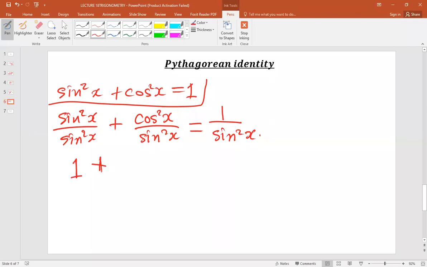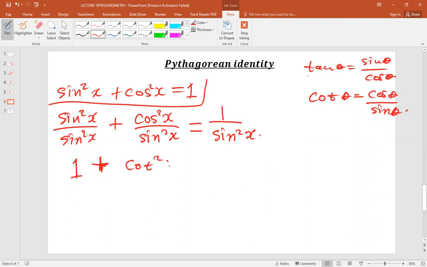The second one here is going to give me cos squared x over sine squared x. So remember what I said, tan theta is equal to sine theta over cos theta. And then the reciprocal of this, remember what I said? I said this is just cot theta. So the reciprocal of sine theta over cos theta is simply cot theta. And since it has a squared, it means that we're going to put a squared on cot. So we're going to say cot squared theta.